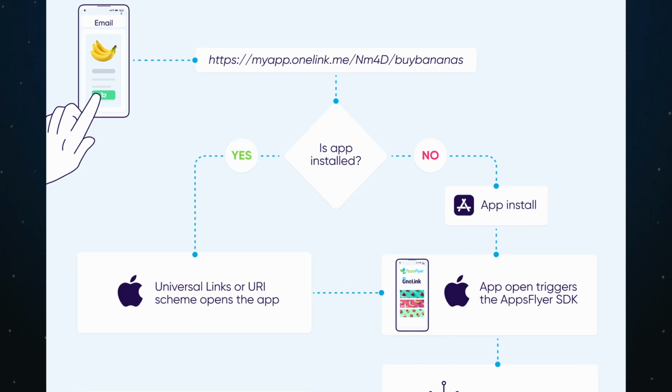Let's look at the OneLink. I actually want to show you the flow of OneLinks I was describing earlier. So you have this handy diagram from AppsFlyer again.